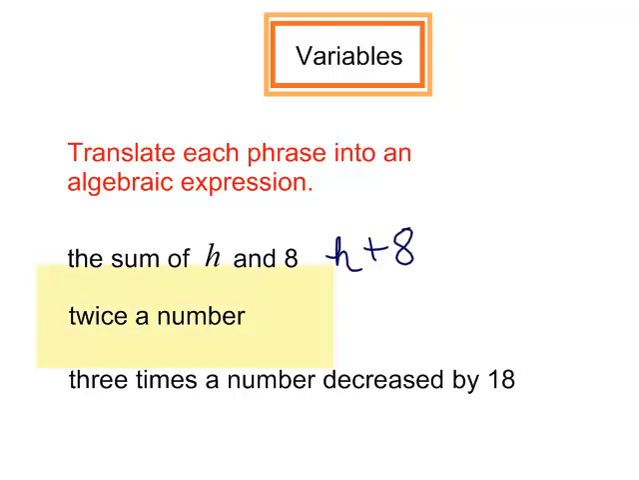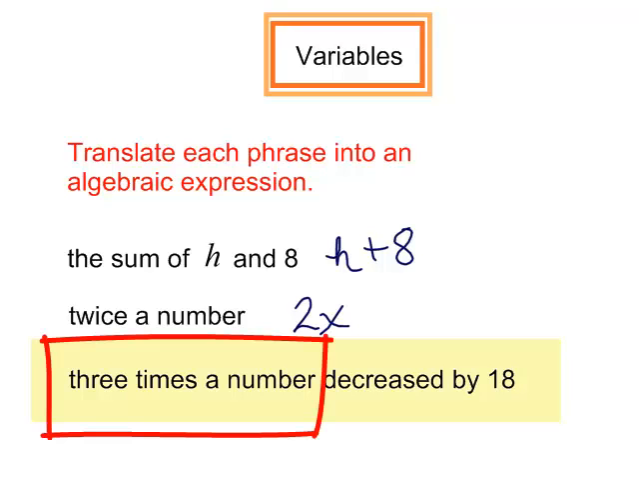Twice a number. That means 2 times a number. What should I use for that number? It didn't tell me which number. We could use a variable. It's your choice. Do you want to use A, B, C? Do you want to use X? I could just write 2x, which means 2 times x.